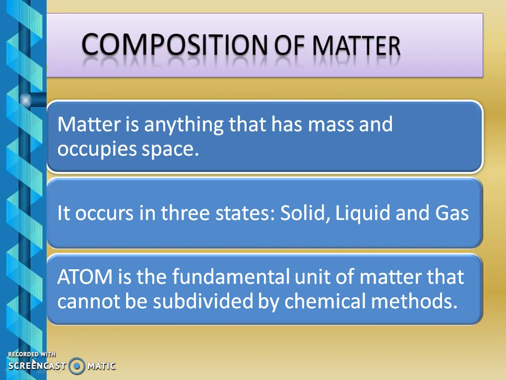So let us see the composition of matter. You all know that matter is anything that has mass and occupies space. And you also know that it occurs in three states: solid, liquid, and gases. When we divide matter, initially it was found that the smallest particle of matter is called the atom. Atom cannot be subdivided, but atom has atomic particles, which are called the nuclear particles, and there are many nuclear particles.